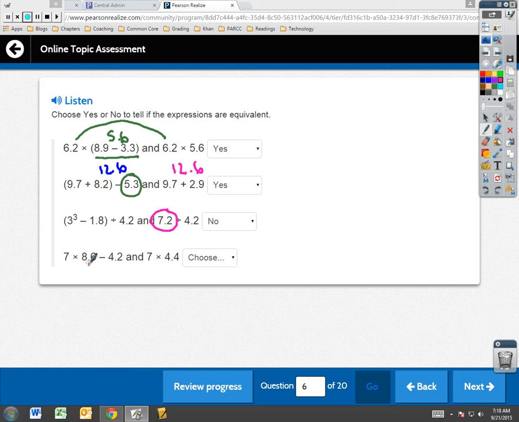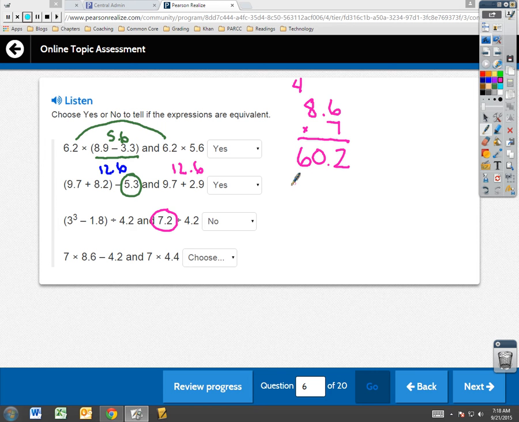7 and 8 and 6/10 minus 4 and 2/10 and 7 times 4 and 4/10. All right, let's take a look here. Well, I'm going to have to do some math because I want to make sure. I don't think they're equivalent, but I want to do the math to double check. So we have 8 and 6/10 times 7. That's 42. Gives me a 4. That's 56. 56 plus 4, I think, is 60.